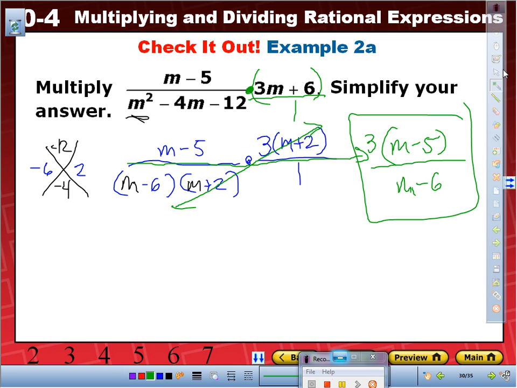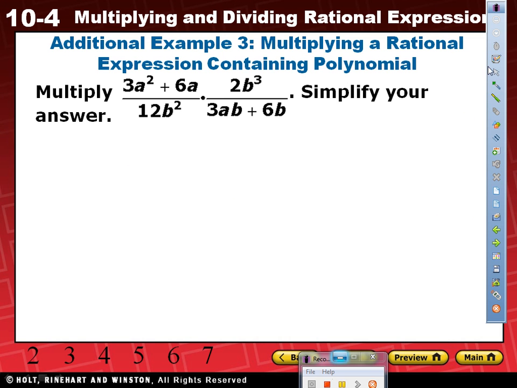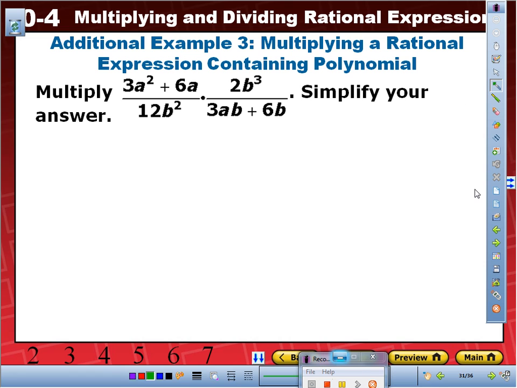Okay. Copy this next one, please. See if you can do that one, please. We got 3a squared plus 6a over 12b squared times 2b cubed over 3ab plus 6b. Go.